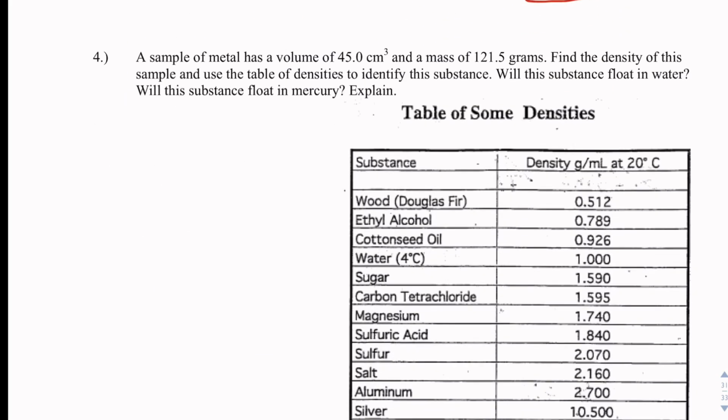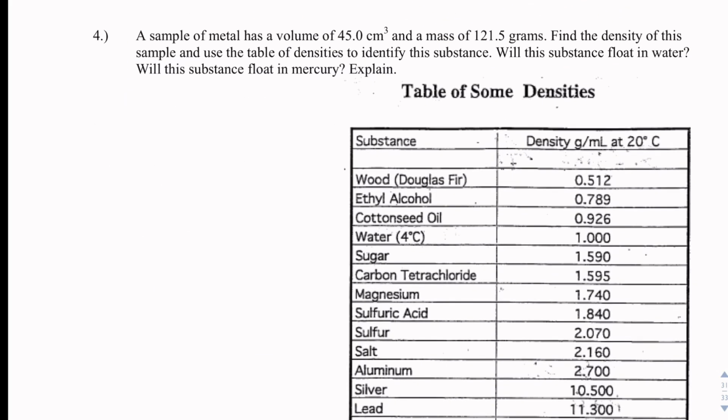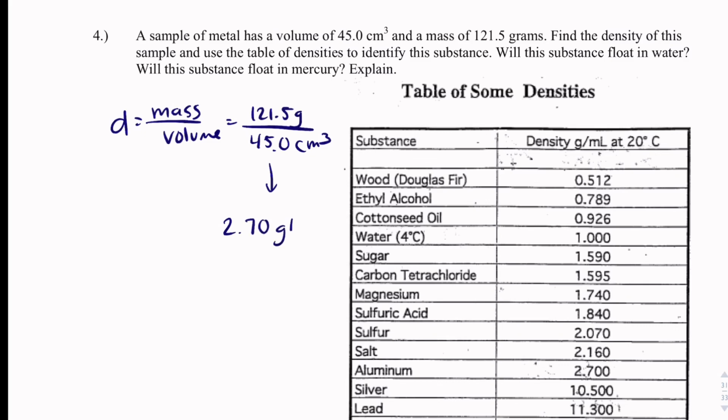Okay, go ahead, pause the video. You can try out number 4 on your own. Here, and I'm going to work through it, so just pause it, try it out, make sure you can do this. We have density equals mass over volume. We are given 121.5 grams. We are given 45 cubic centimeters. And that works out to 2.70 grams per cubic centimeter.